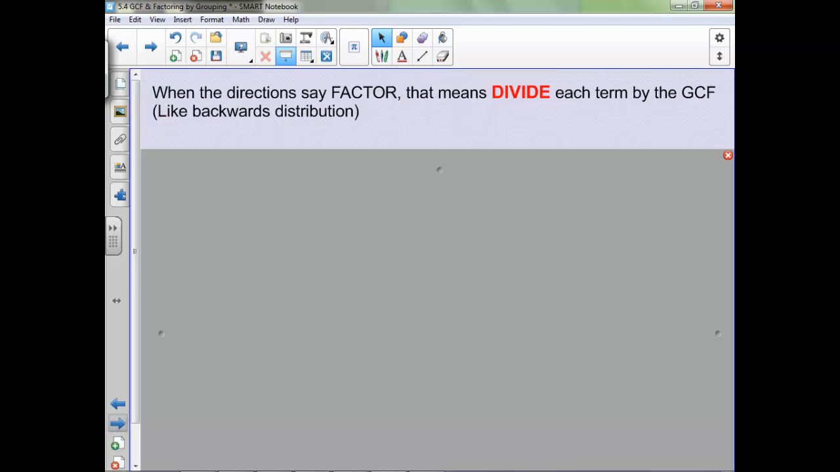Now, when we talk about factoring, so when the directions say to factor, that means you're going to start by dividing each term by the GCF. Essentially, it's backwards distribution. So it's the opposite of what we did when we would distribute before.